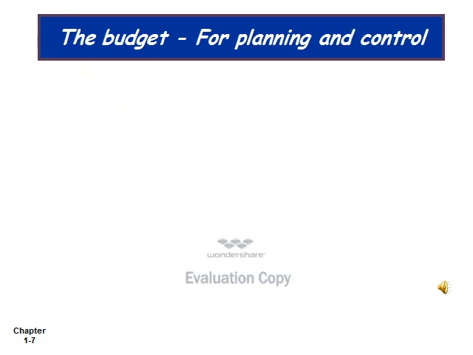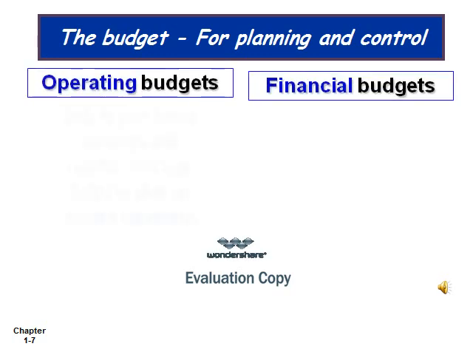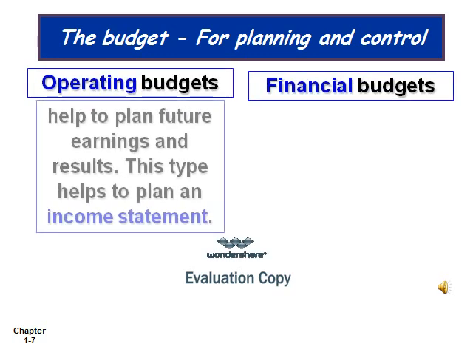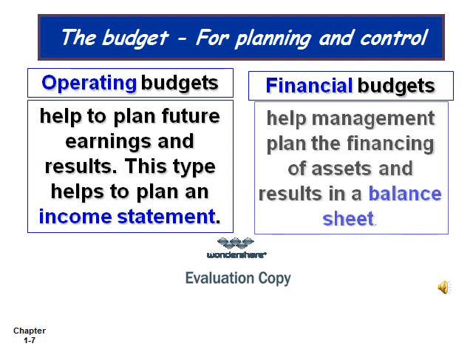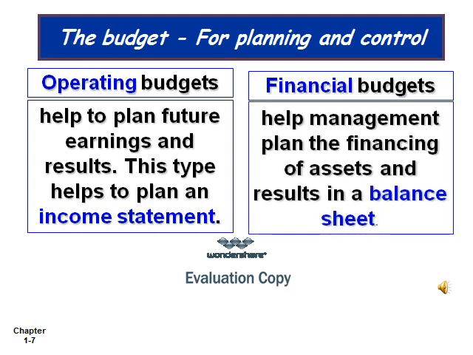The budget can be divided into two groups. The first group is operating budget. Operating budgets help to plan future earnings and results. This type helps to plan an income statement. To prepare a budget income statement, you must first prepare the operating budget. The other group is financial budget. Financial budgets help management to plan the financing of assets and result in a balance sheet. Also, to prepare a budget balance sheet, you must first prepare the financial budget.